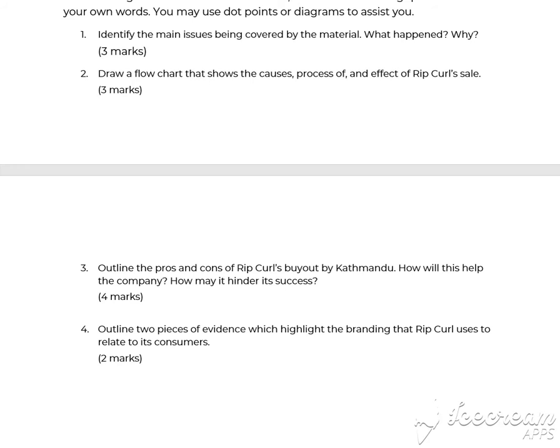Same as when we were talking about these 3-mark questions. Sorry, I got distracted. We want to draw a flowchart with at least 1 cause, 1 process, 1 effect, but we want to try and really detail it if we can.